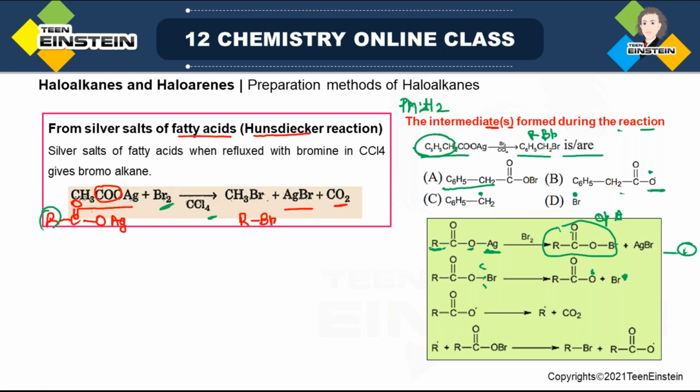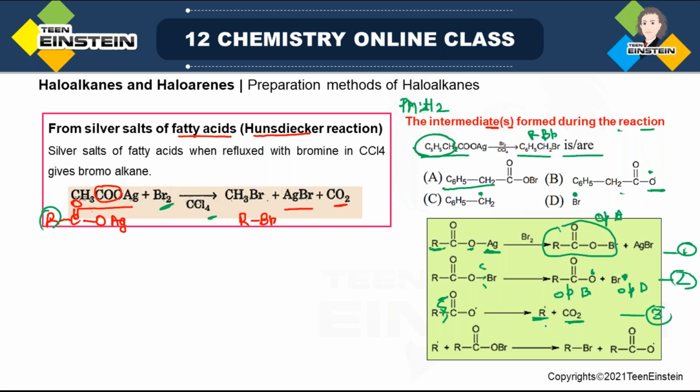Now Br dot is present in option D, so this is nothing but option D. And RCO2 dot is present in option B, right? Then this is the second step. Now in the next step, RCO2 dot is converted to R dot and CO2. That means this bond is broken. So R dot and CO2, that is again decarboxylation, is actually occurring in the third step.